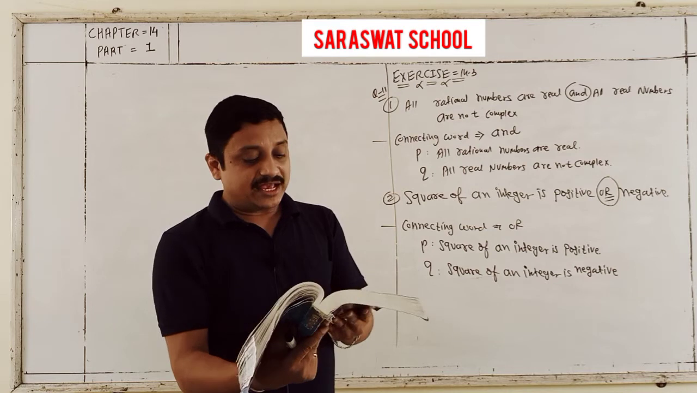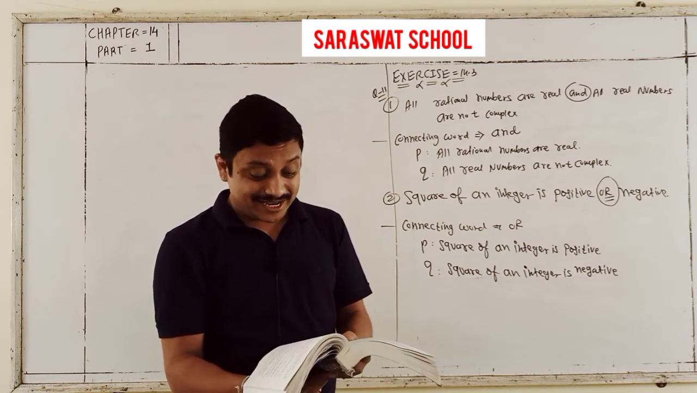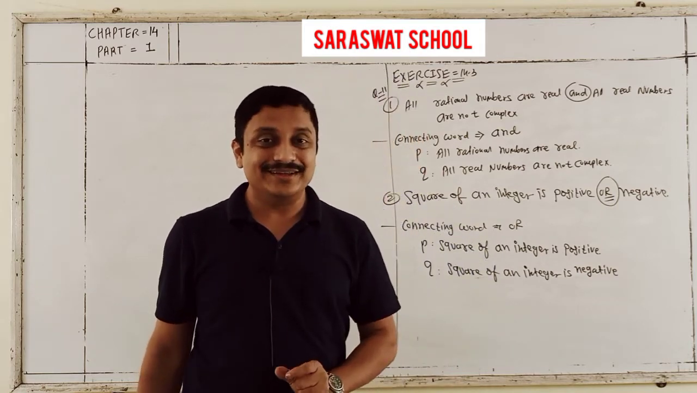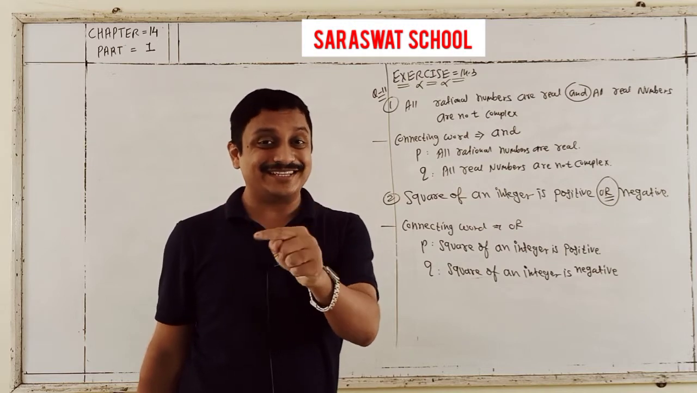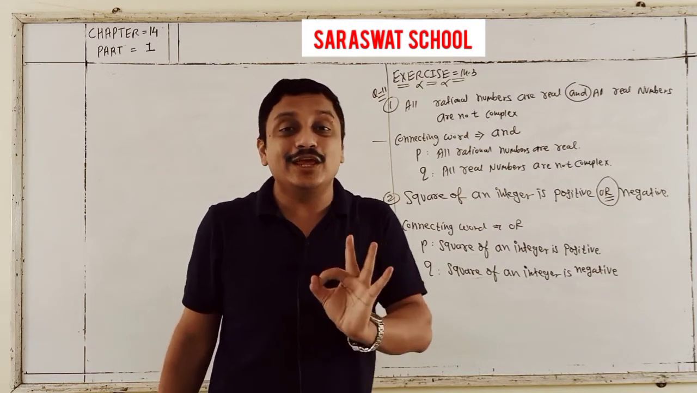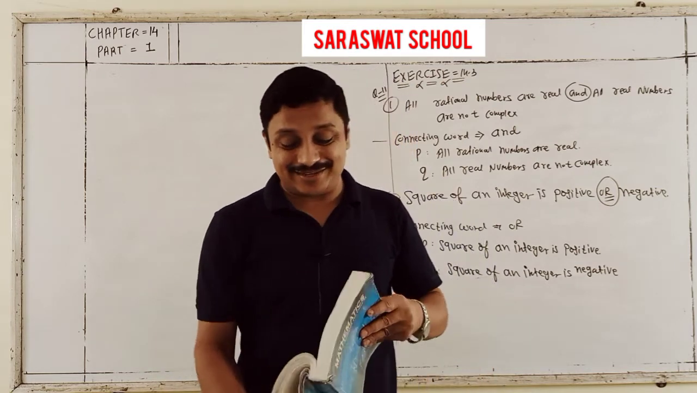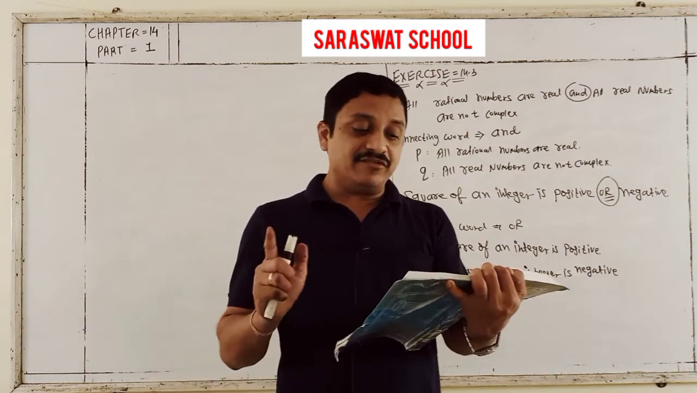Now fourth: x is equal to 2 and x is equal to 3 is the root of the equation 3x square minus x minus 10 equal to 0. So the connecting word is and. P: x is equal to 3 is a root of the equation 3x square minus x minus 10, and second Q: x is equal to 2 is also a root of the equation 3x square minus x minus 10. That's easily done. Now question 2, identify the quantifier.